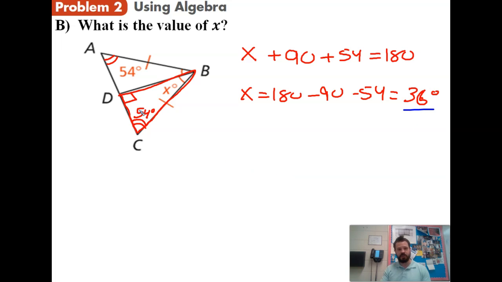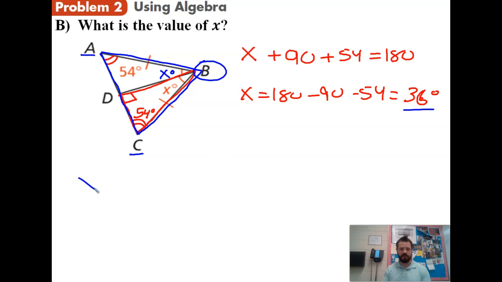The other thing I could do is ignore this right triangle here and just look at this larger triangle. And as far as the angles go, I know that angle C is 54 degrees. I know angle A is 54 degrees. And then this larger B is going to be made up of two x's.